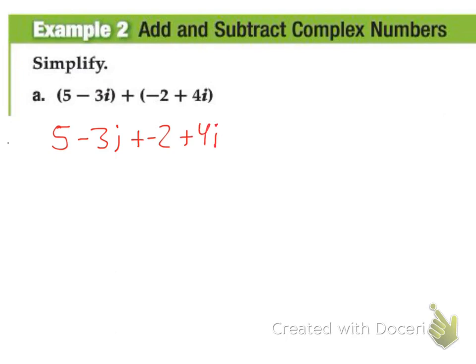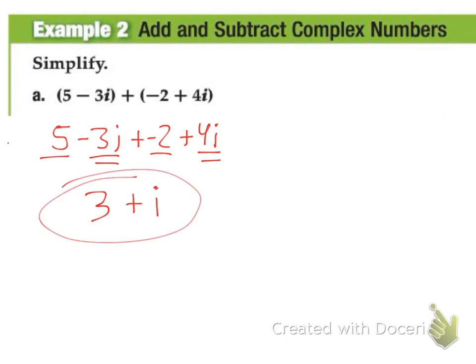The second step would be gather like terms. So 5 plus a negative 2 is 3, and negative 3i plus 4i is i. Done. We did this last year. You did this in Algebra 2. This is the Chapter 0 review.